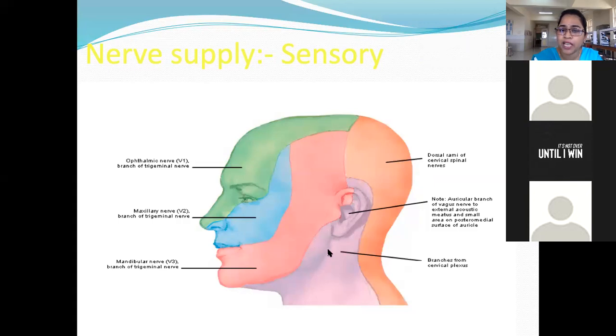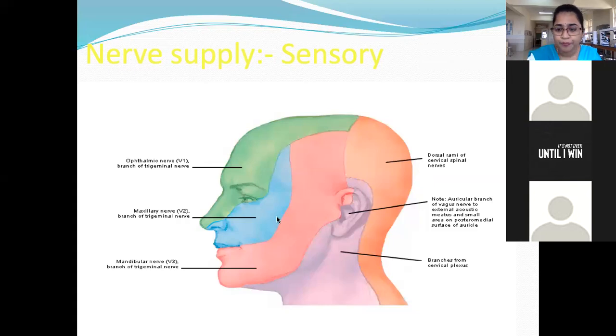Please remember that this area is not innervated by the trigeminal nerve. So this is removed, the rest of the area of the chin and mandibular region. So these three lines are very important.